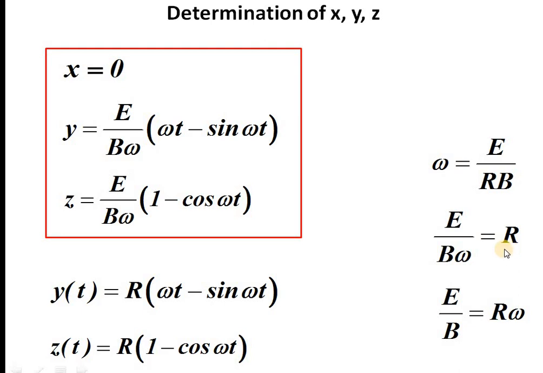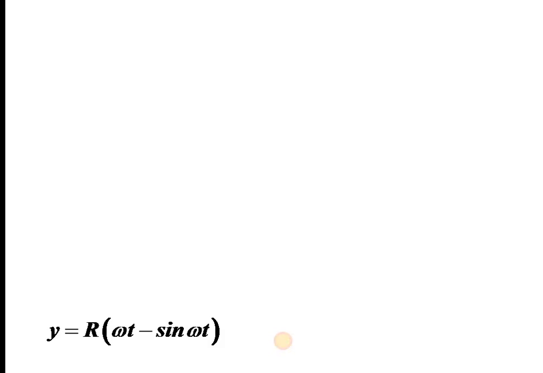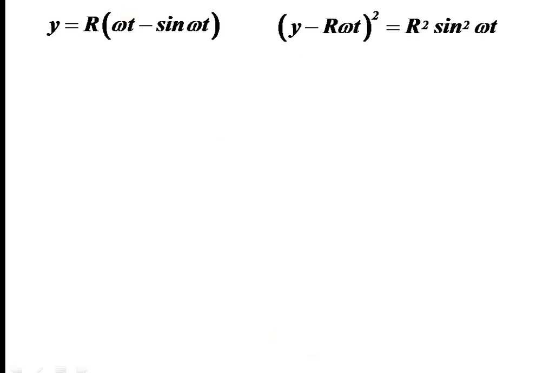This is the radius of the path. You can say the radius of that cycloid path. For your understanding, I am saying this is the radius of the cycloidal path. So then we can write this equation like this: Y of t is equal to R into omega t minus sin omega t, and Z of t is equal to R into 1 minus cos omega t. So we got Y and Z in a compact form.